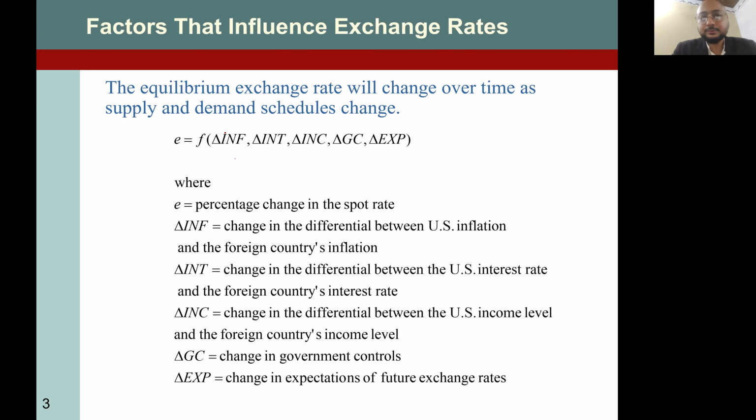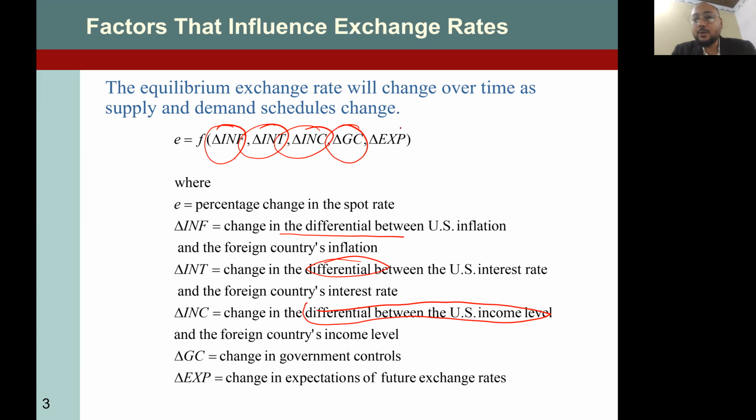Okay, so we were discussing the factors that influence the exchange rate, right? Theoretically, we finished the discussion on the differential change in inflation. Then we talked about the differential change in interest rate, then the differential change in income level between the countries, then the change in government control and changes in expectation regarding the future. So what we discussed in expectation specifically, we expect the future but we decide right now.